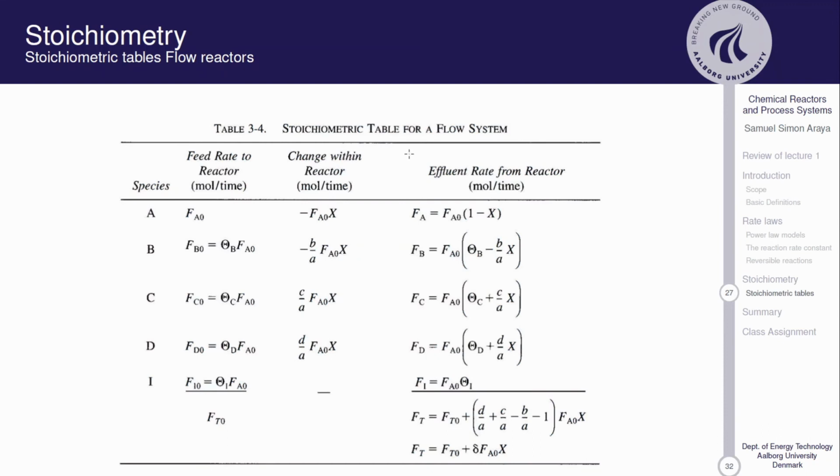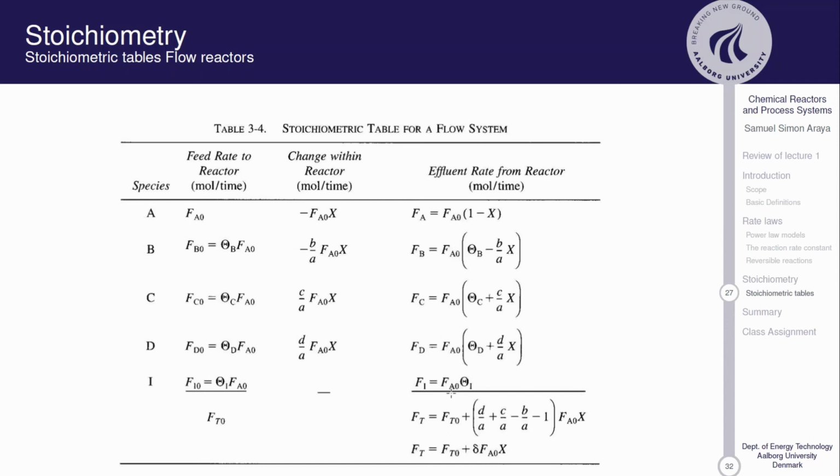In the case of flow, basically we use the same expressions. We have the species, we have the feed into the reactor, and then we have the change in the reactor in terms of the initial flows of A. And then we have what goes out of the reactor, also in terms of the initial flow of A.